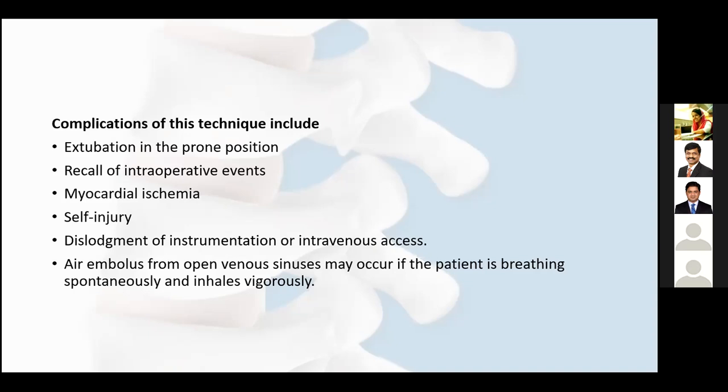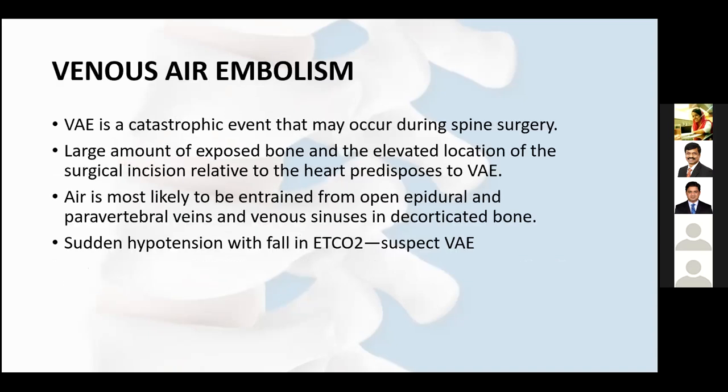Yeah, that's one of the important topics. Any chance of venous air embolism? Yes, venous air embolism is very rare during spine surgery, but if it happens, it is a very catastrophic event. A large amount of bone is exposed, and the elevated location of the surgical incision relative to the heart predisposes to venous air embolism. Air is more likely to be entrained from the open epidural and paravertebral veins and venous sinuses in decorticated bone. So when there is sudden hypotension with a fall in EtCO2, always suspect venous air embolism.